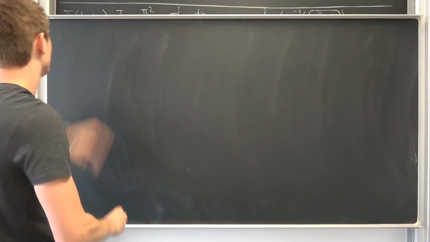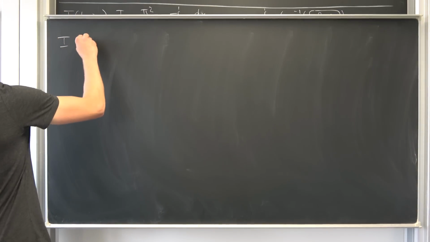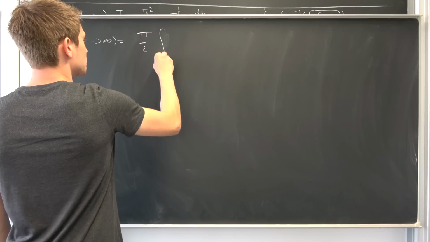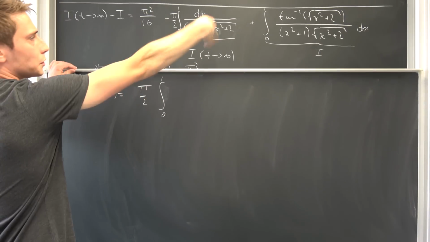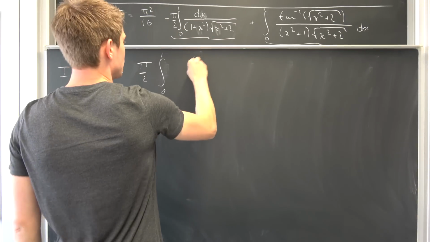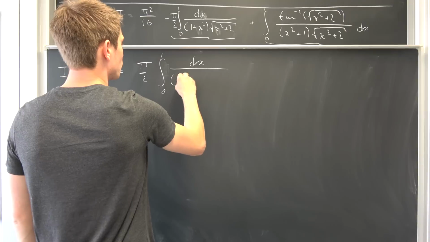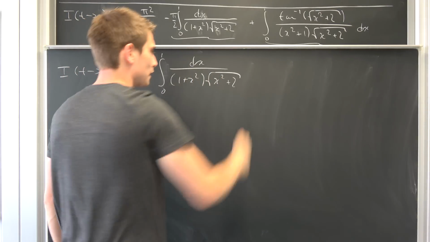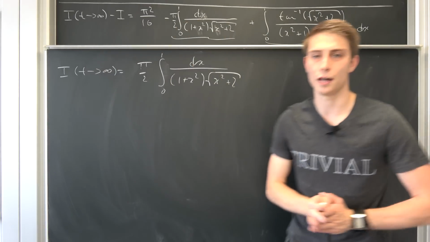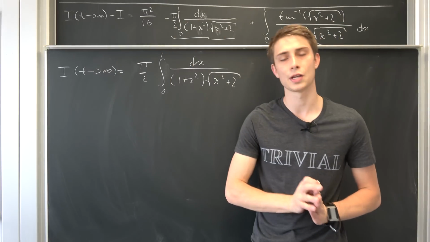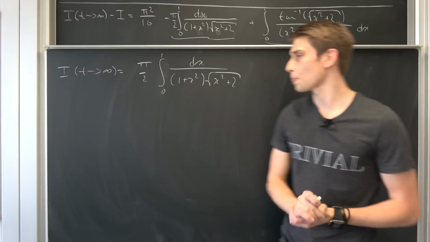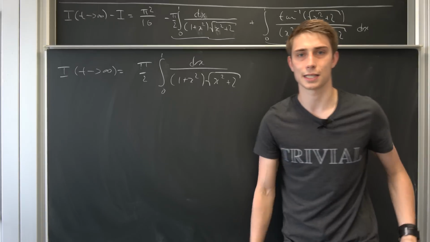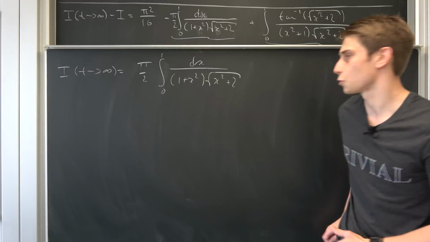So I as t approaches infinity is nothing but pi over 2 times the integral from 0 to 1. And well, you know the rest, it's just this stuff right here: dx over (1 plus x squared) times the square root of x squared plus 2. And I'm going to make this next substitution in the outtake because differentiating this thing is quite stupid. But you can introduce other substitutions. You can do integration by parts. It doesn't really matter. I'm going to shorten this process a bit.